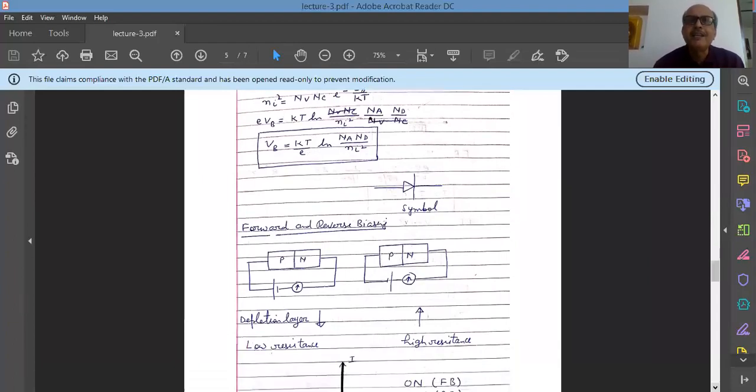This is the symbol, the arrow here shows the direction of the current. Then if we really want to help the electrons and holes to move from one side to another side and allow the current to pass through a PN junction, you must have read about biasing. Biasing is supplementing the energy by connecting a battery to a PN junction diode. So if you take an external battery, connect the positive terminal of the battery to P and the negative terminal of the battery to N.